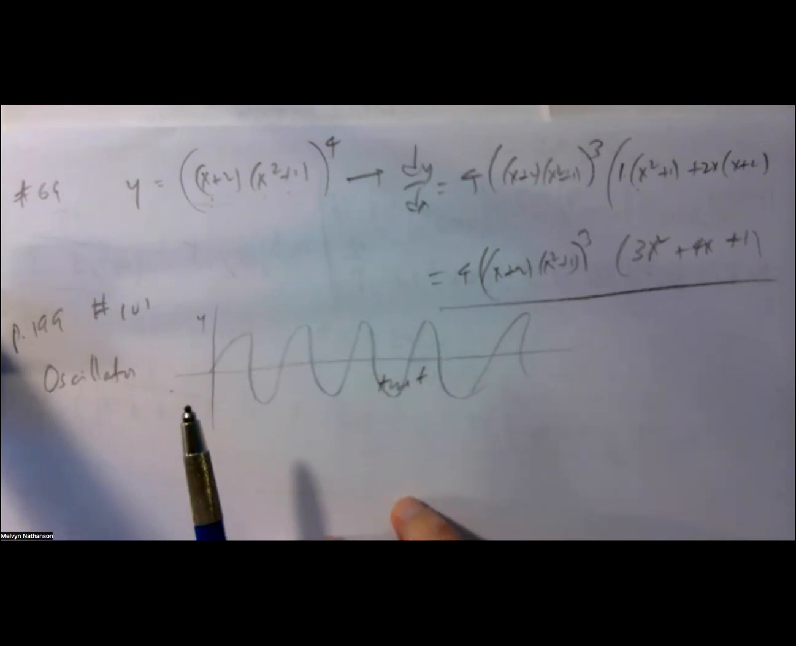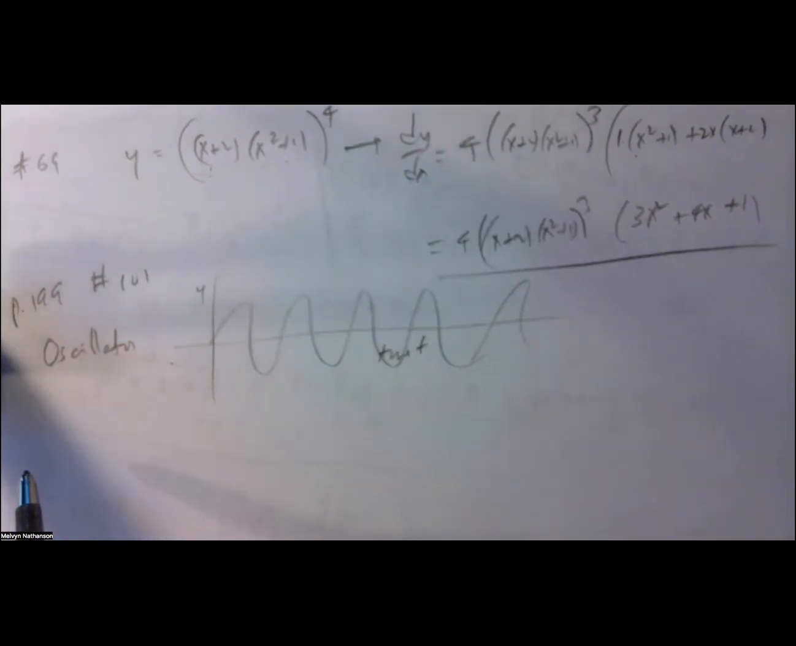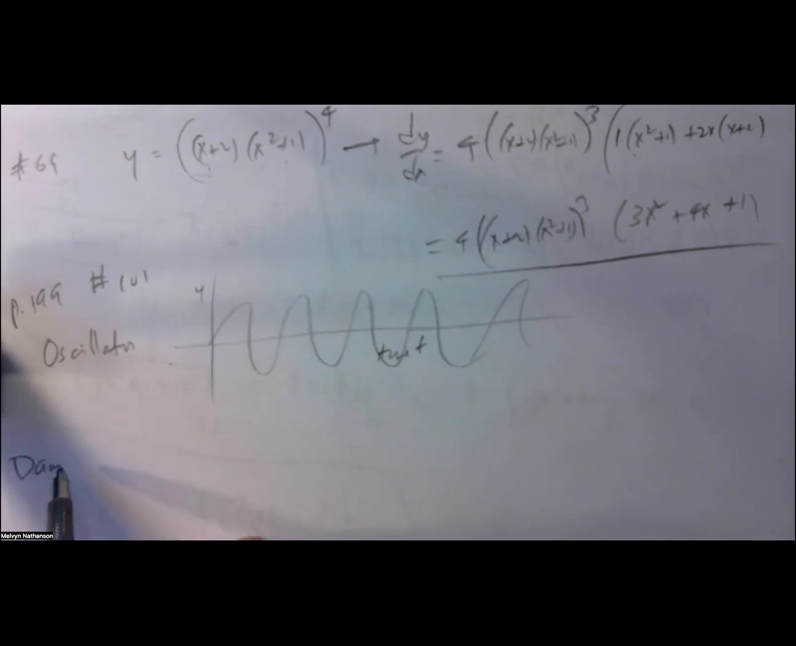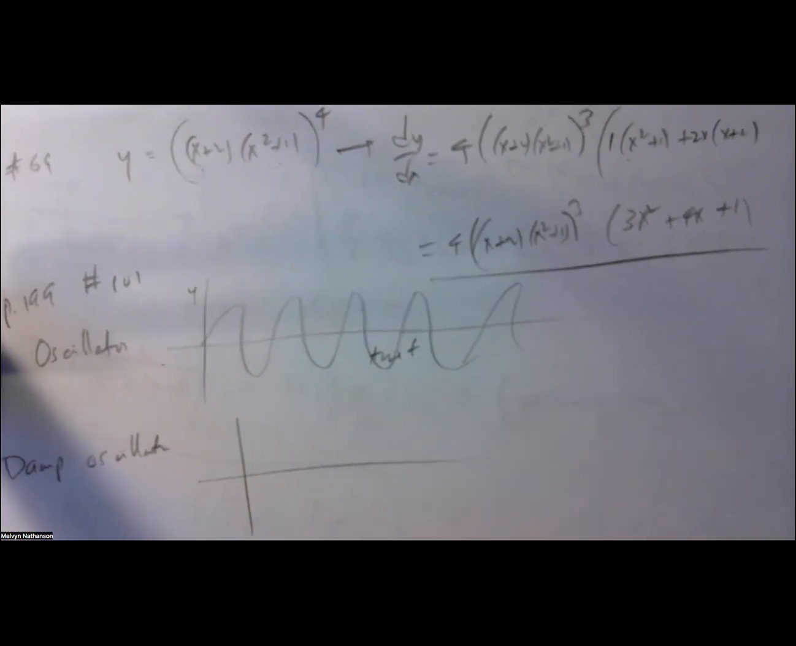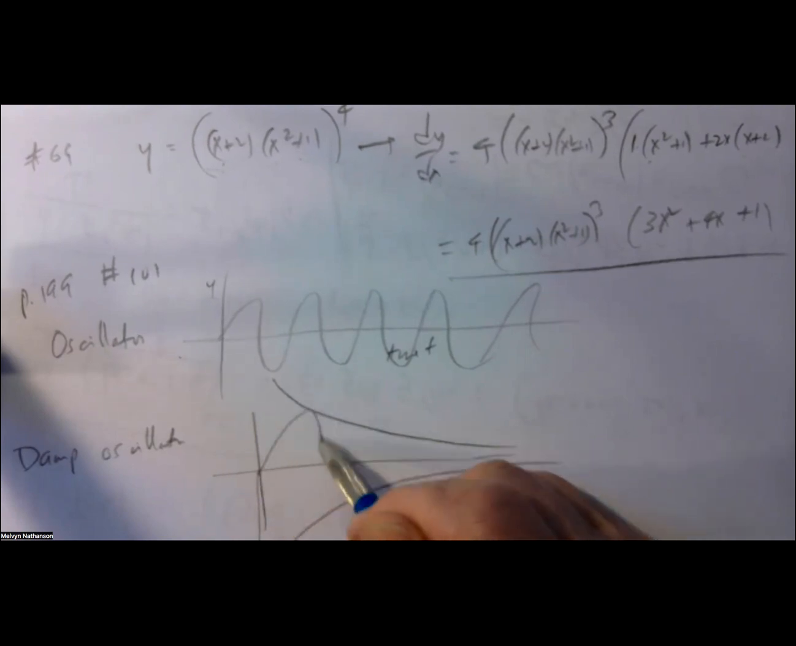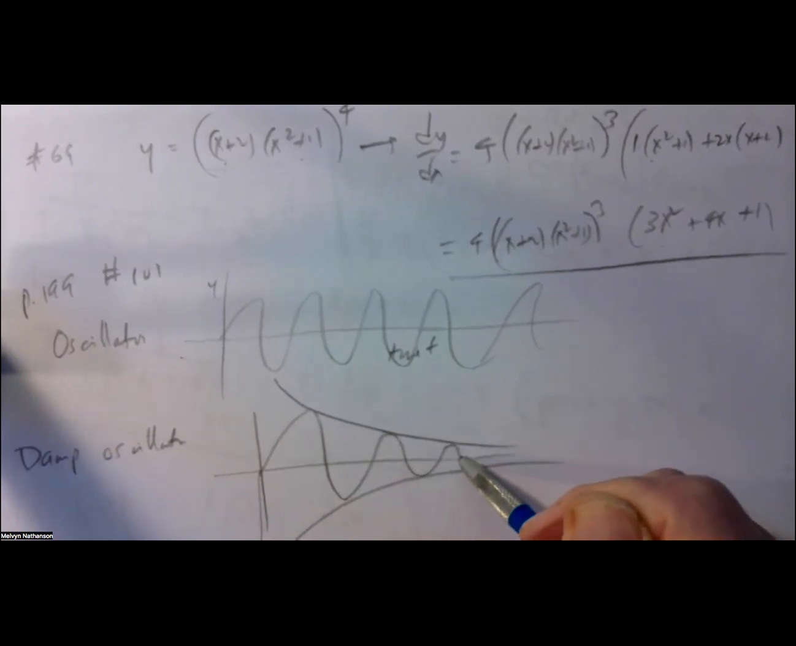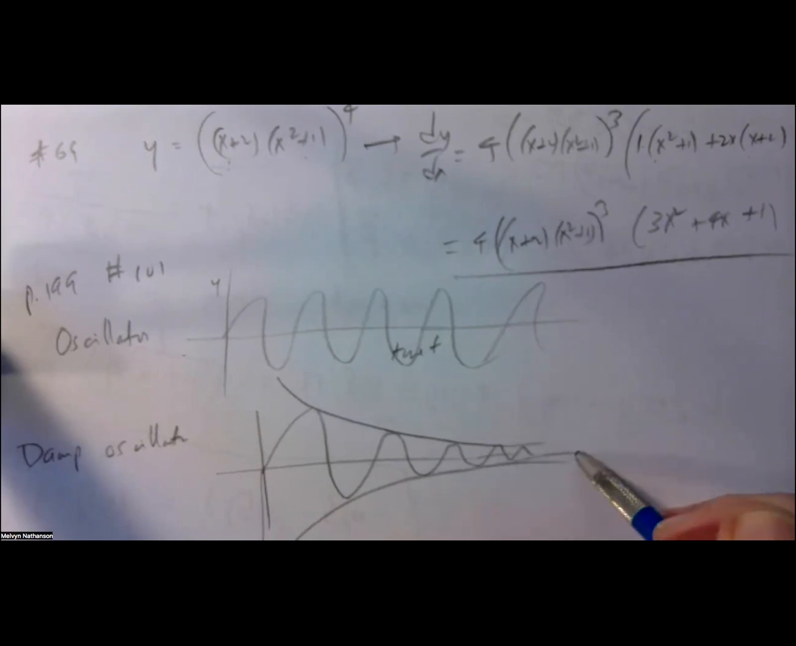So the amplitude of the oscillations never changes. If you have a damped oscillator, it oscillates up and down forever, but the amplitude of the oscillations is decreasing. So you might have an exponentially decreasing function like this, and your oscillator is going up and down with the same period, but the magnitude, the amplitude of the oscillations is decreasing and going to 0, right? So this is a damped oscillator.